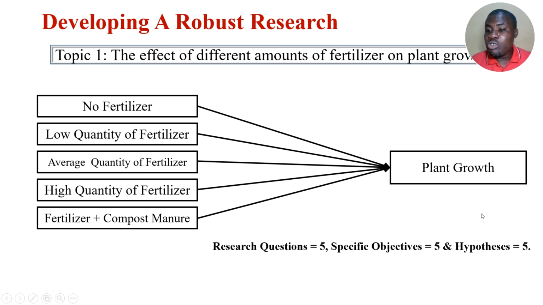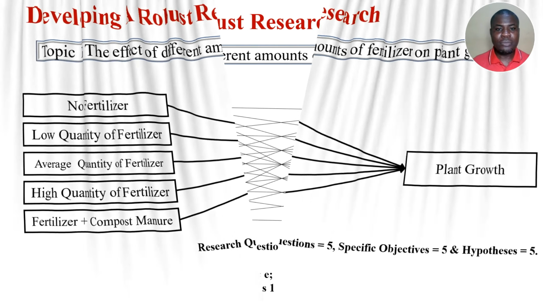influences plant growth. So in this case, I do not want to decompose plant growth. I only want to decompose the independent variable. So in this case, I still have 5 research questions, 5 specific objectives, and 5 hypotheses. This is how you make your research robust instead of having just a single linear relationship in your research.